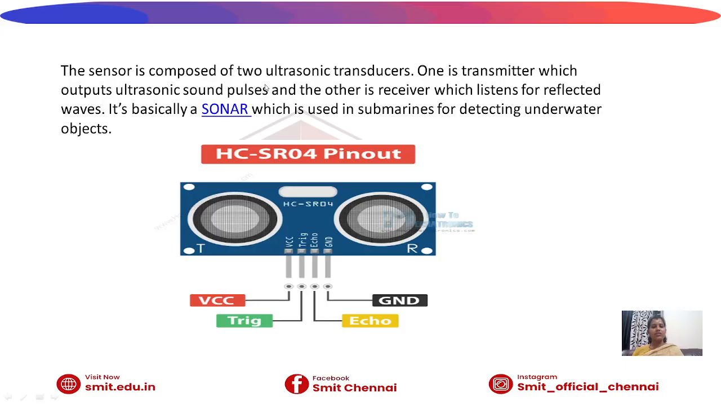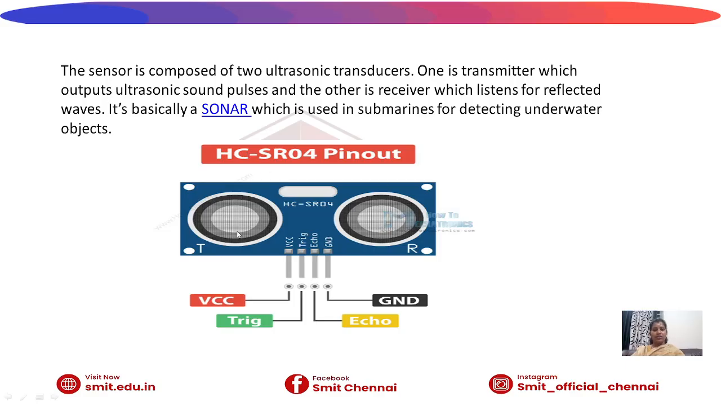Here the sensor is composed of two ultrasonic transducers. One is a transmitter and another one is a receiver. The transmitter outputs ultrasonic sound pulses, and the receiver listens for the reflected waves. So these are the two ultrasonic transducers: one is a transmitter and another one is a receiver.